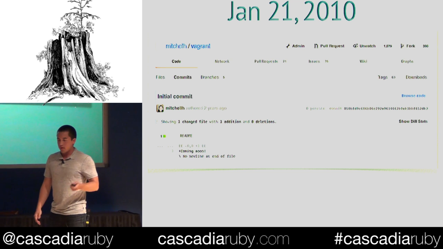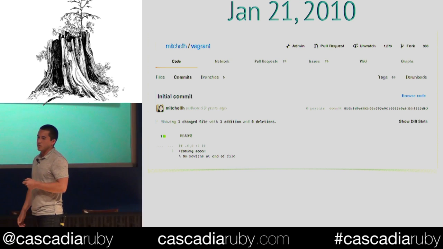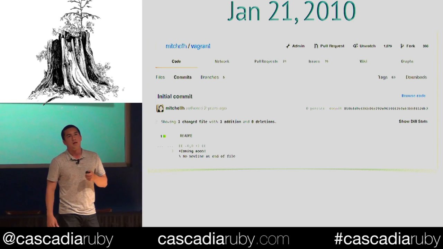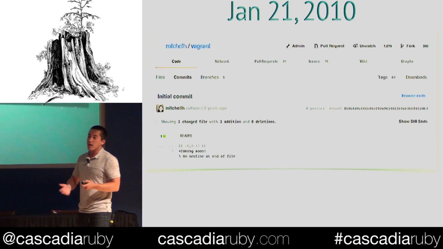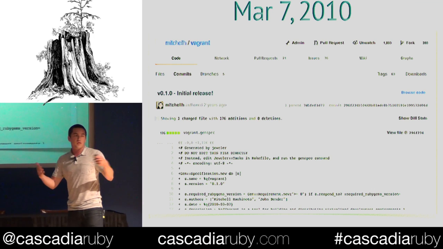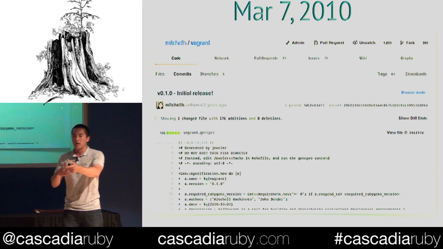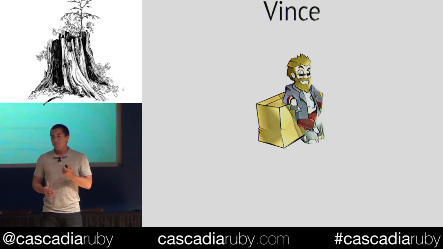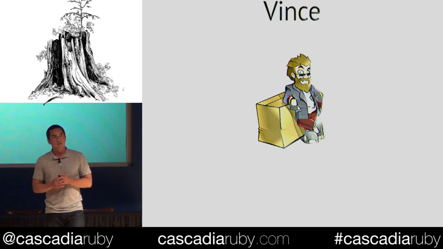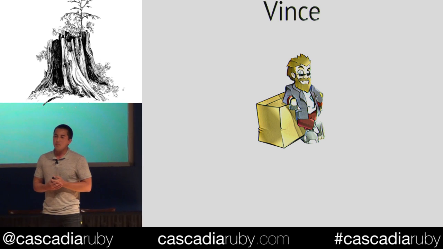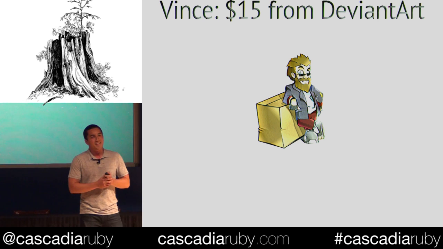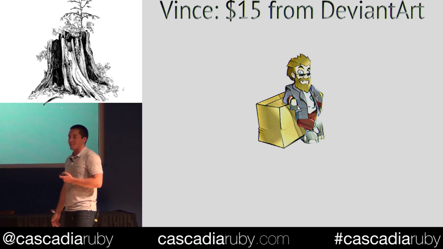And so I started working on this thing. January 1st, I committed some useless thing. And I started. And 6 weeks later, we had an initial release. John Bender and I worked on this, and he was pivotal to the project. And we got Vince made. I'm sure you've seen this around. He was real expensive, $15 from DeviantArt. Like some of the best $15 I ever spent.